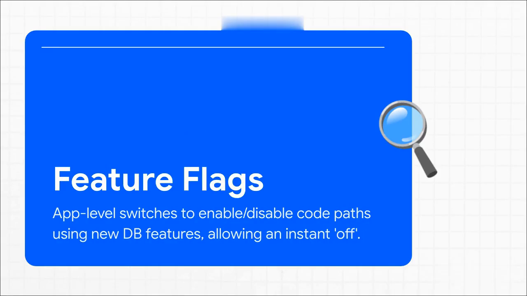Next up, feature flags. This is a super powerful technique that separates deploying your code from releasing the feature. You can ship the new database schema, you can ship the new code that uses it, but you keep it all hidden behind a simple switch. If anything looks off, you just flip the switch. The application instantly goes back to using the old code path. It's like a surgical strike, not a full-blown retreat.